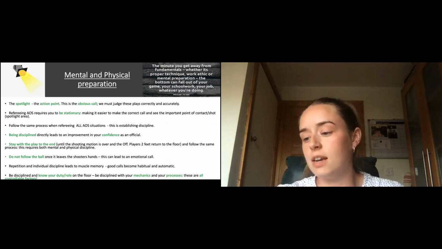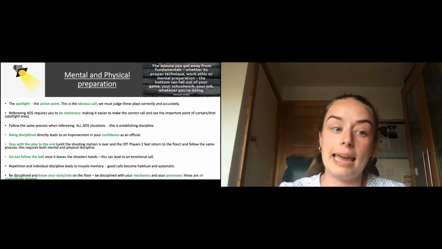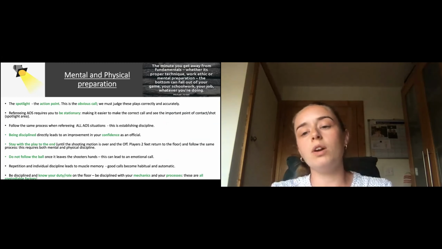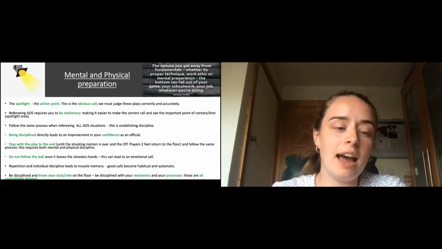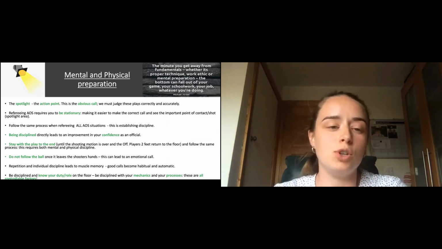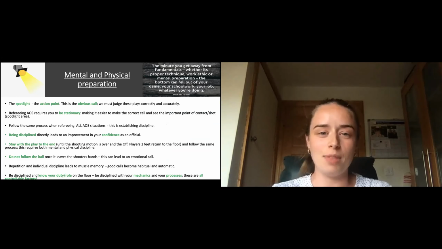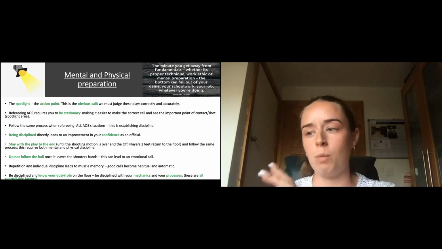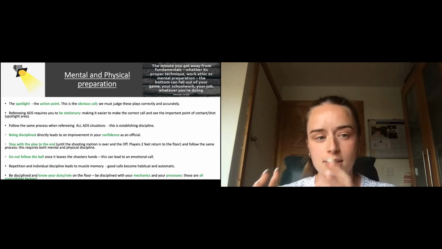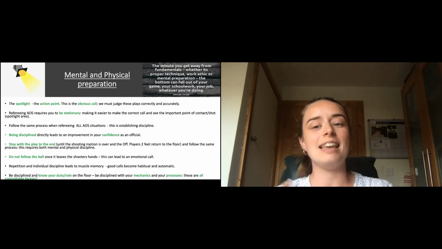Lastly, mental and physical preparation are absolutely key. So when we're talking about the active shooting, a term that we would use is a spotlight play. Basketball is a very simple game that involves a basketball and a basketball net. So when a player is shooting the ball, that is going to draw everyone's attention. That is the action point, that is the spotlight. So therefore, it's the obvious call. It's the plays that everyone can see, and it is really, really important that we judge these plays correctly and accurately.